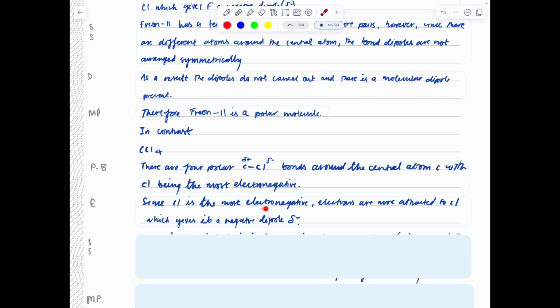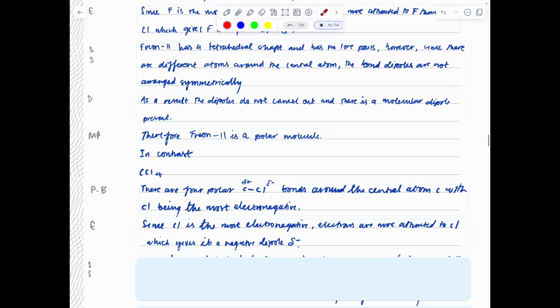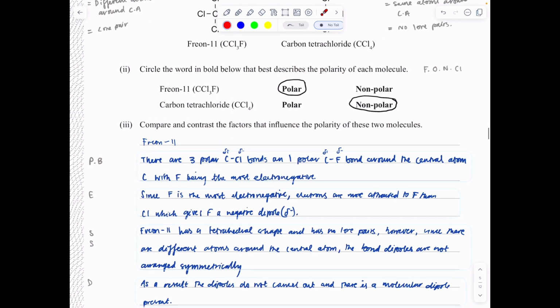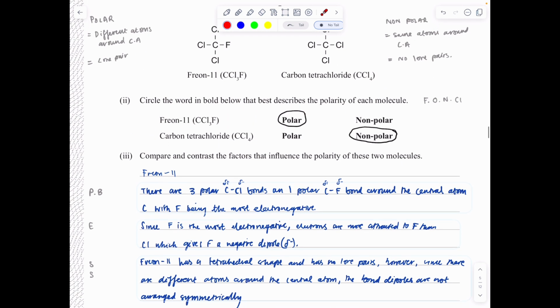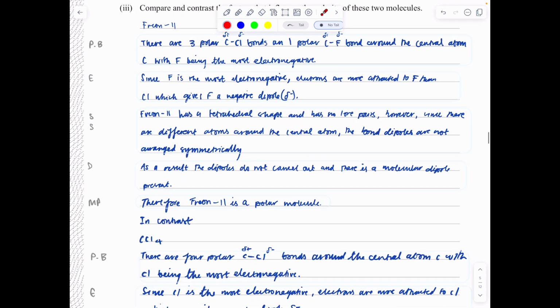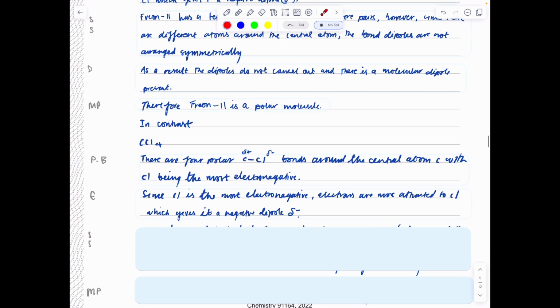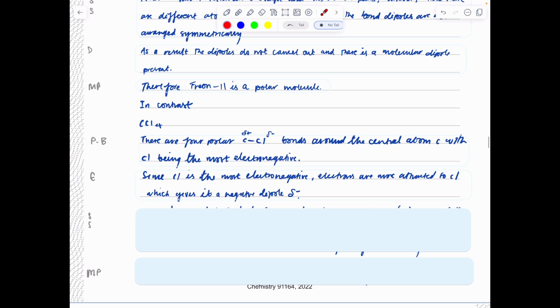Since Cl is the most electronegative, electrons are more attracted to the Cl, which gives it a negative dipole. Something else I need to mention is, how do you know which one is most negative? Well, we have a rule here. We follow the FONCl rule. So fluorine, oxygen, nitrogen, and chlorine are the most electronegative in this order. Okay, so that's a super useful thing to remember. Okay, moving on to shape and symmetry.